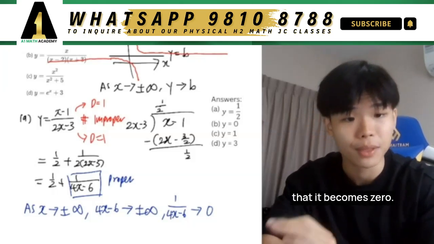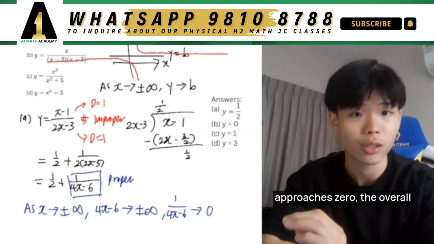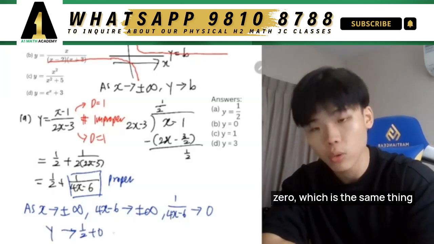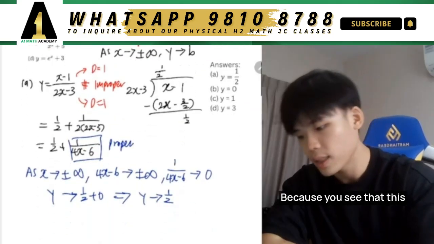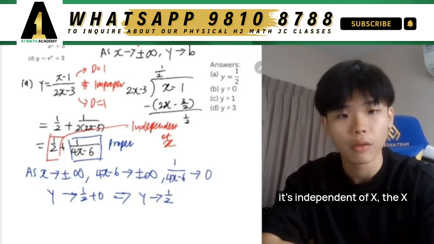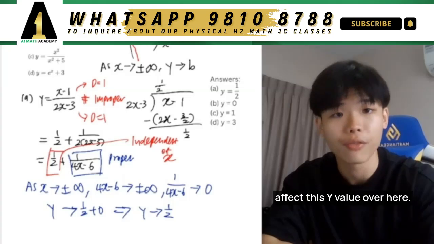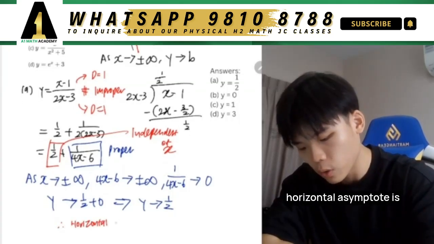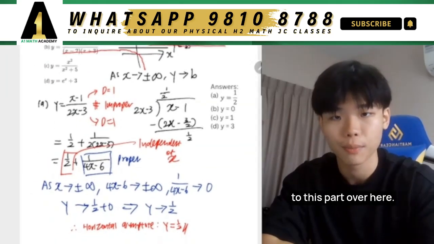I'm not saying that it becomes 0, I'm saying that it approaches 0. That's why we have the arrow over there. And when this fraction approaches 0, the overall y value will approach half plus 0, which is the same thing as y approaching half. You see that this half value is independent of x, so even if x approaches plus minus infinity, it will not affect this y value. Therefore, the horizontal asymptote is simply y equals half. That's the final answer to this part.